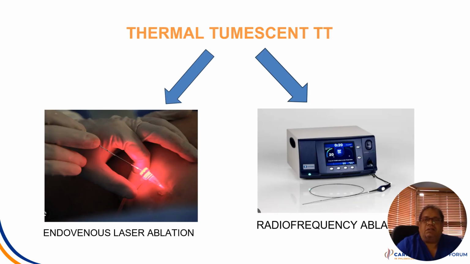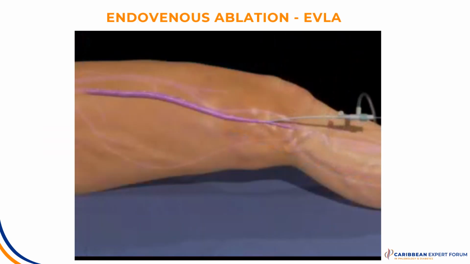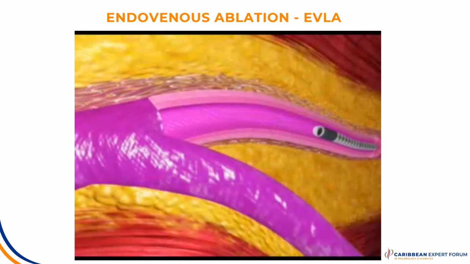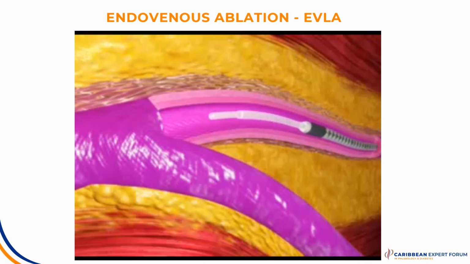As the name implies, tumescence is deployed around the vein to be ablated, and this acts as a heat sink and protects surrounding tissue, as well as compresses the vein around the catheter. The heat is generated either by radiofrequency or laser. Here is a quick video on endovenous laser ablation. Note here the laser fiber is placed 2 centimeters from the saphenofemoral junction.